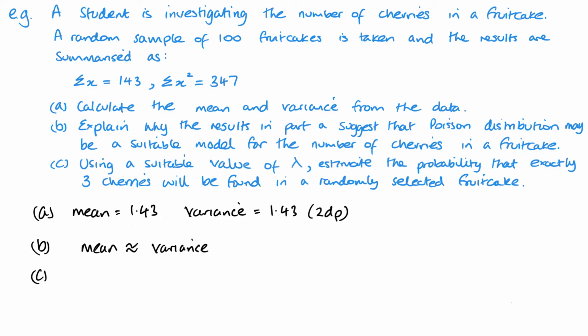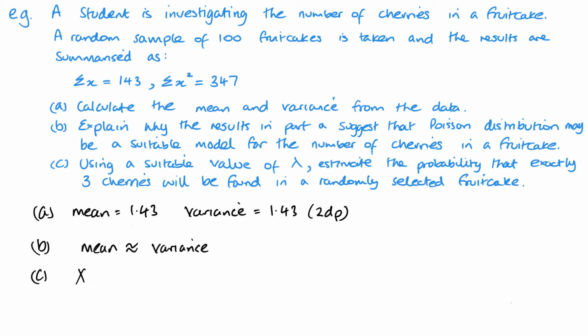Now part C is a straightforward part of the question, just like from previous bits. Now that you've established that it is a Poisson distribution, using a suitable value of lambda, well, the suitable value of lambda can be this 1.43, isn't it? That suitable value has got to be where they both round to exactly the same. In this case it's to 2 decimal places. In other cases it might be 1 decimal place, it might be a whole value. It's where they round to give you exactly the same value.